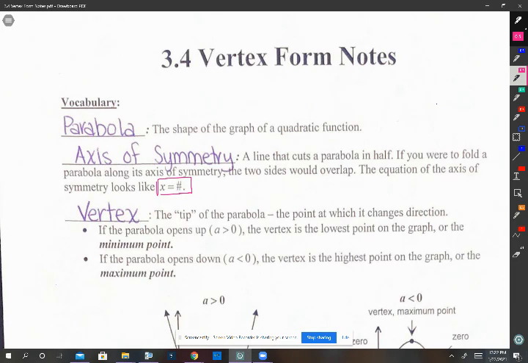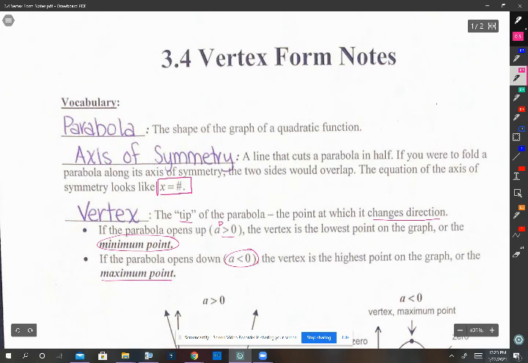So the vertex is either the tip of the parabola, or you can think of it as the point where it changes direction. So it's going down, gets to a point, and then it starts going up, or it's going up until it gets to a point and then starts going down. The vertex is also our minimum point or our maximum point. So it's a minimum point if a is greater than 0. And then if a is less than 0, which means it's negative, then it's a maximum point.